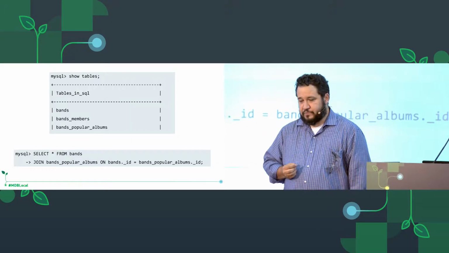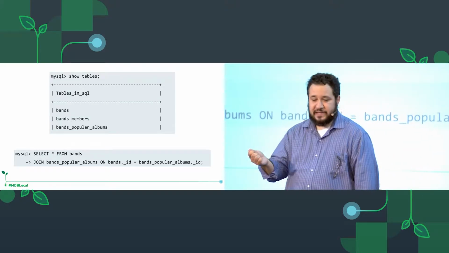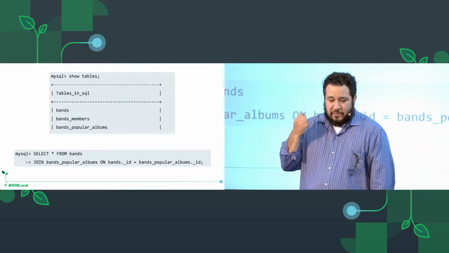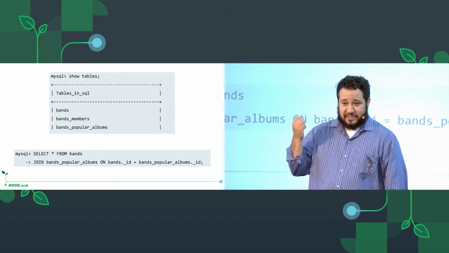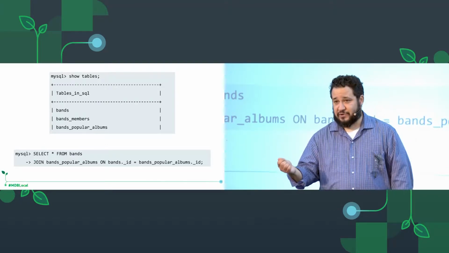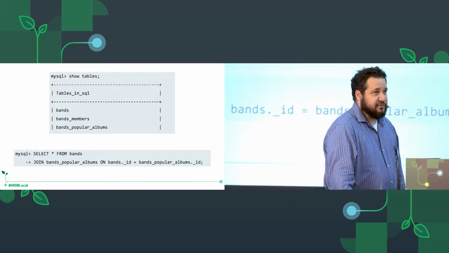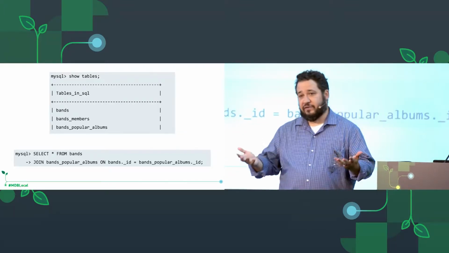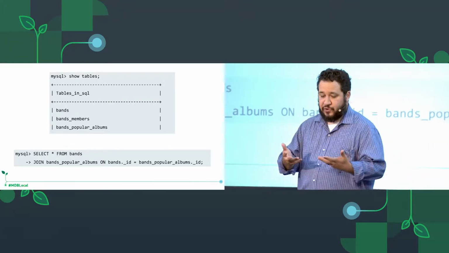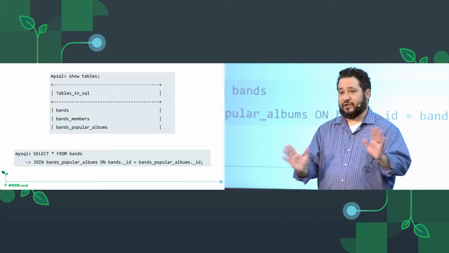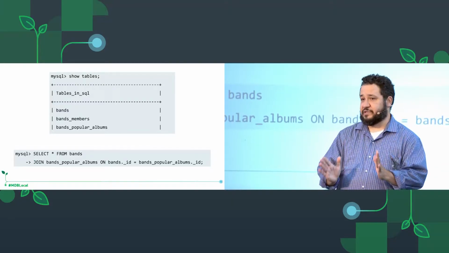would result. You would end up with a bands root table, bands underscore members as a subtable, and then popular albums also as a subtable there. And then, of course, if you wanted to join all of those together, you do so on underscore ID. That's how we create the relationship between the subtables and the root tables.